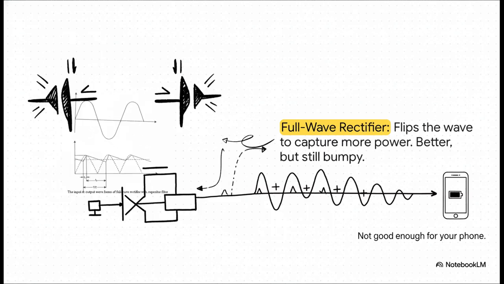Not great. This is where engineers got clever. Using a smart arrangement of diodes, they built a circuit that doesn't just block the negative part of the wave. It actually grabs it and flips it upside down, making it positive. This is called a full-wave rectifier. Now we're using all the power, which is great, but it's still this bumpy, pulsing current. We're closer, but this would still be terrible for a phone.